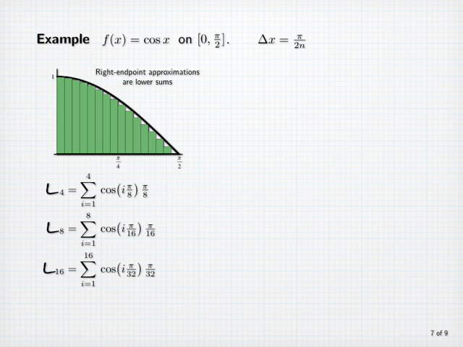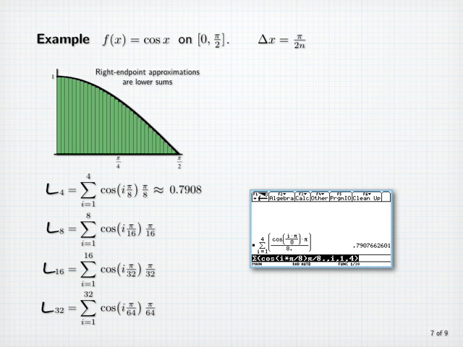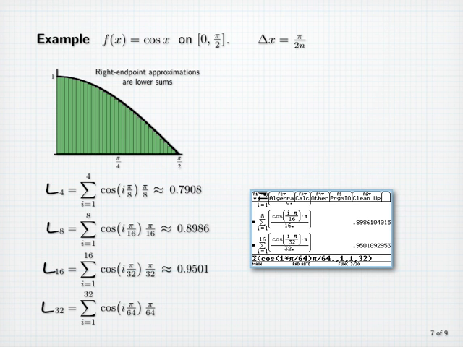L16 is a similar sum as i goes from 1 to 16. And L32 is a similar sum as i goes from 1 to 32. Now let's calculate these numbers. This time we'll use our TI-92 calculator. Here you see the command that will compute L4, which turns out to be about 0.79. Here's the command that computes L8. That's about 0.8986. This computes L16, 0.9501. And this computes L32, 0.9752.